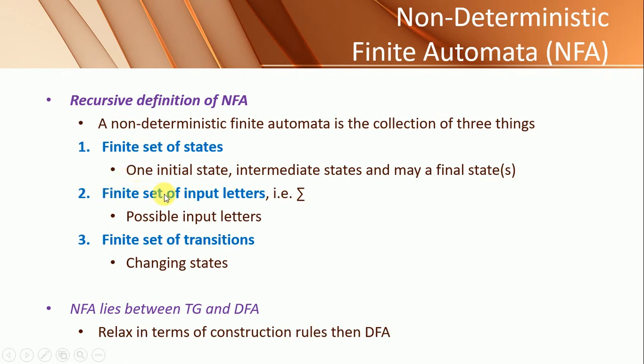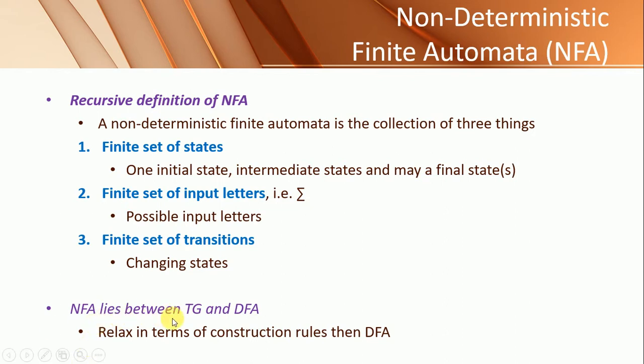The second is the finite set of input symbols. Possible input letters, it can be a, b. Mostly we are taking examples where the set of input letters is a, b. It can be any combination of a to z symbols and so on. And the third one is the finite set of transitions, a change of state from one state to another. So this is a simple definition which is almost the same in all: deterministic, non-deterministic, TG and GTG.